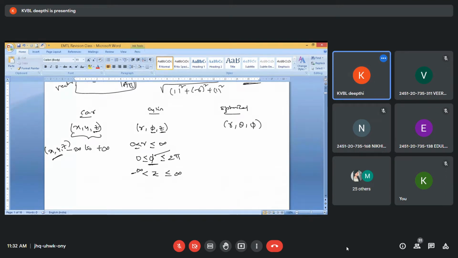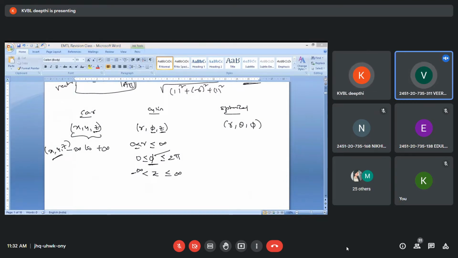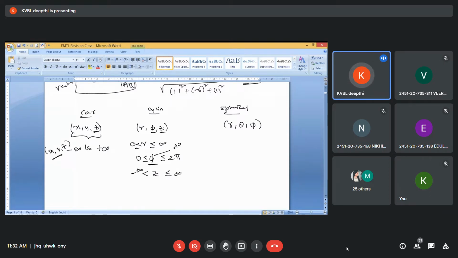What is the phi angle called as? Azimuth angle. What is the range? 0 to 2 pi. So generally it is having the range. This is your azimuthal angle.